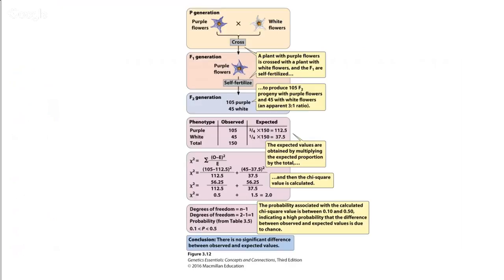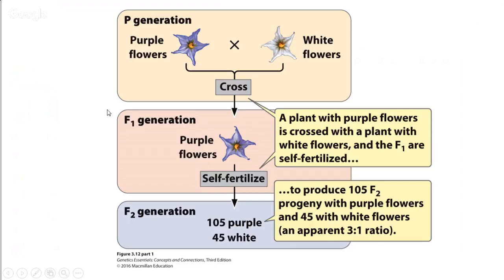Okay. So now we've got to find our p-values. What we do first is find our degrees of freedom, which is n minus 1. So we had two groups, two traits, so 2 minus 1 is 1. So if you take that to the table, p is going to be between 0.1 and 0.5. So the conclusion is there's no significant difference between observed and expected trait values.